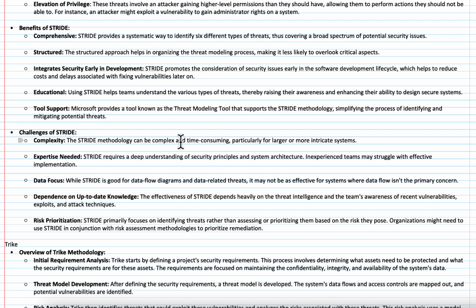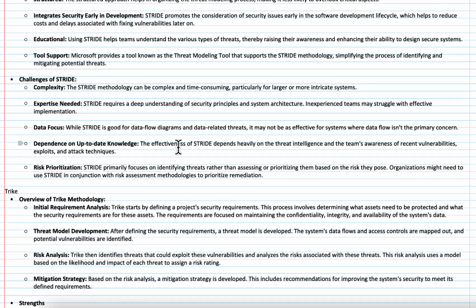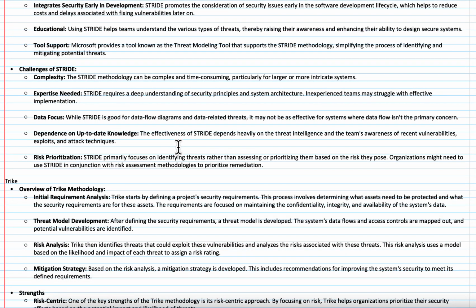It does need to have up-to-date knowledge. So that means that if you're dealing with old knowledge around these various systems, Stride may not be the best for you. But you may want to go out and find that information rather than just kind of winging it. So it's important to understand that. And then risk prioritization. Stride does focus on identifying threats rather than assessing or prioritizing them based on the risk. So you're going to have to kind of straddle the differences between what Stride is putting out and then the overall risk for your company.